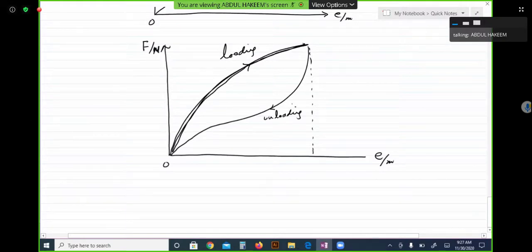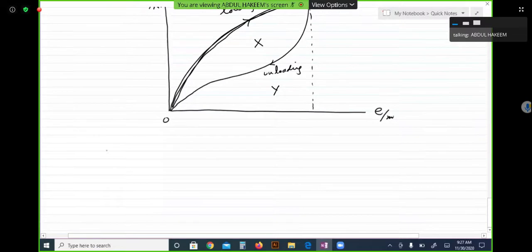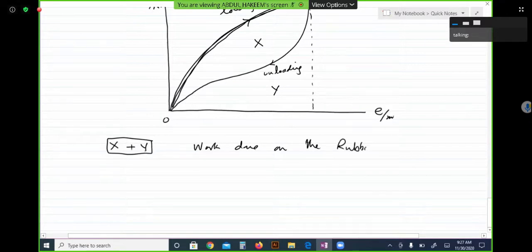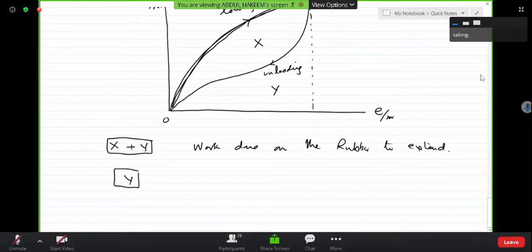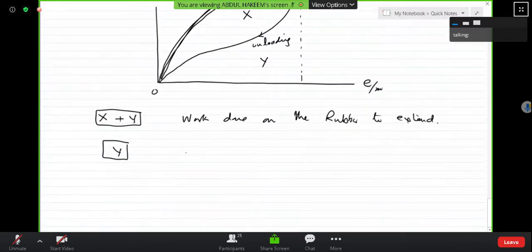Again, not a straight line. Now two areas. One is inside the loop and the other is below the loop. Now the area x plus y, meaning the total area, represents the work done on the rubber to extend it, meaning the energy supplied to the rubber. And the area just y is the work done by the rubber.